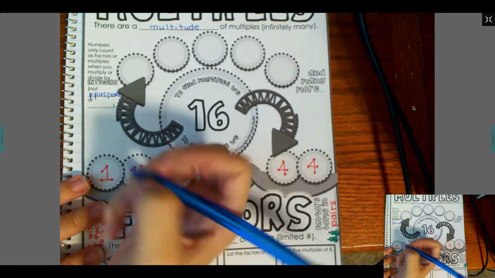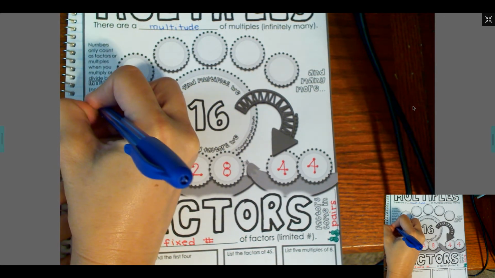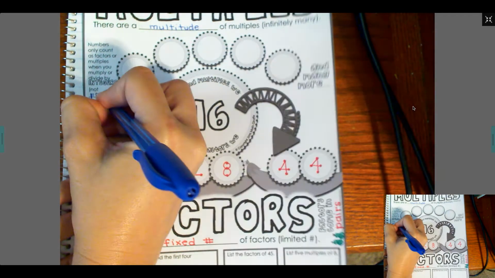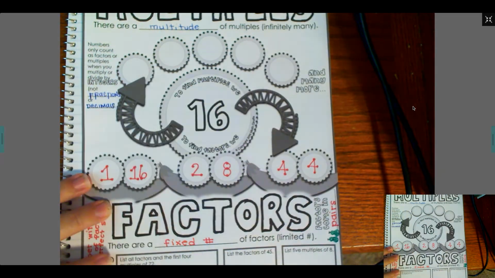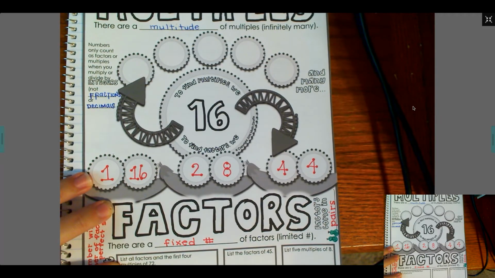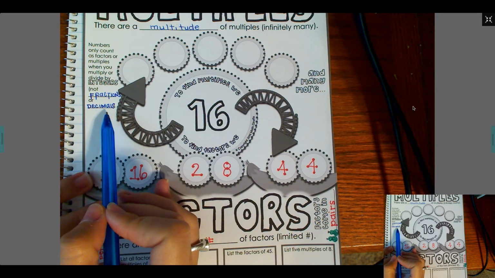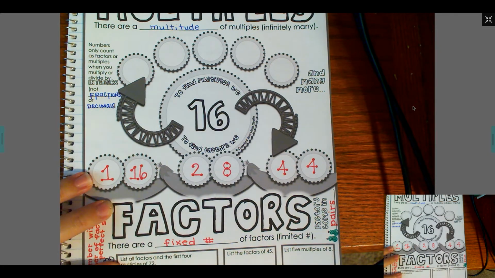We are not talking about fractions, and we are not talking about decimals. Okay, we are just talking about whole number integers. I apologize, I'm going to go ahead and reset this so that it's a little clearer. There you go. Not fractions, not decimals, whole numbers.